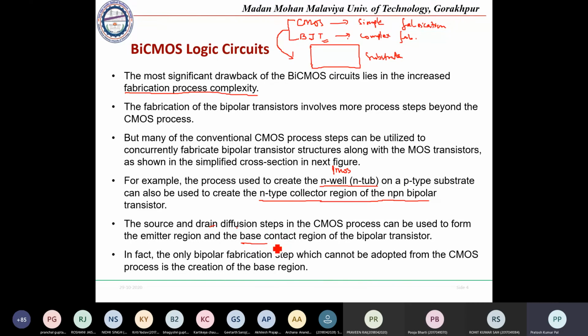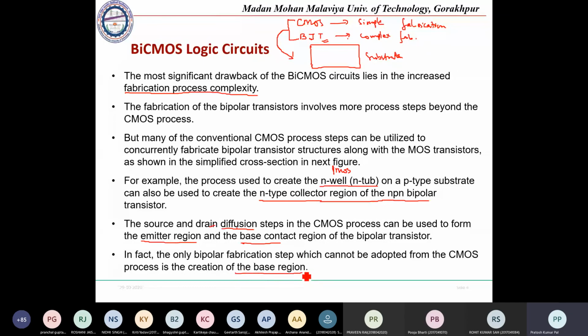So the diffusion step that is used to fabricate the source and drain in CMOS can use the same method. We can use the same diffusion method to deposit the emitter region and the base region in BJTs. Most of the fabrication steps are similar, but the only difference is the creation of the base region.